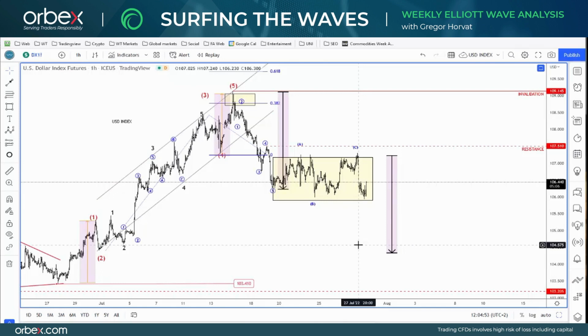Powell also mentioned that they will be watching economic data very closely in the upcoming weeks before they make any further decisions regarding the rates. So if data will be bad, then we know what it means. For now, the technical Elliott wave picture, as I said, is still bearish for the US dollar, even if just temporary.